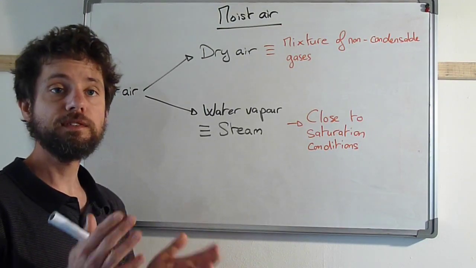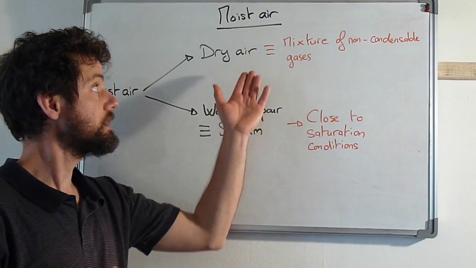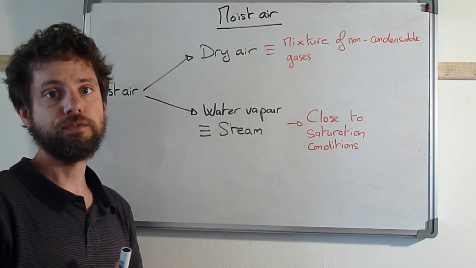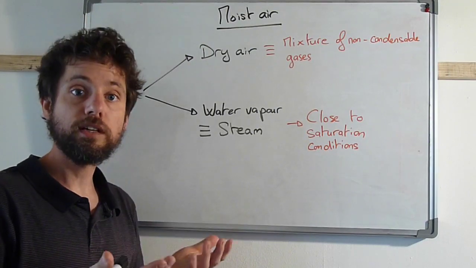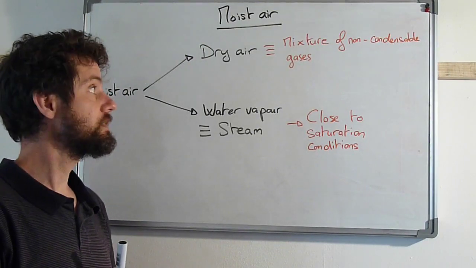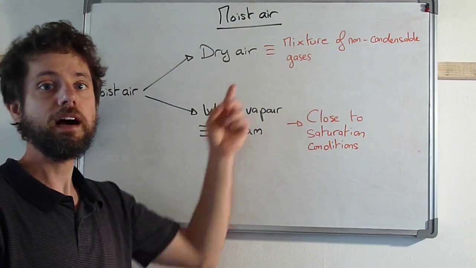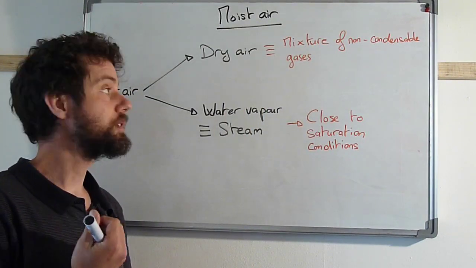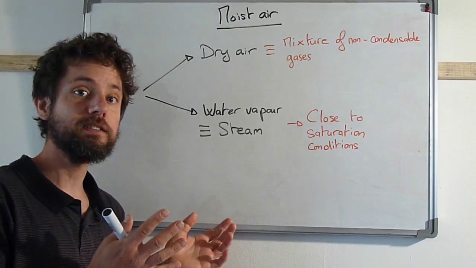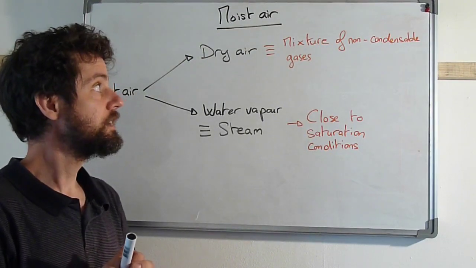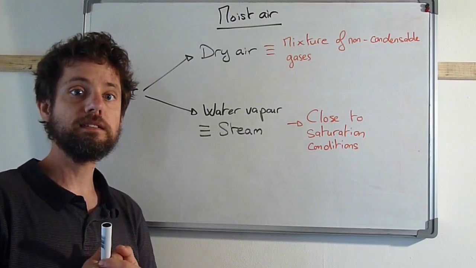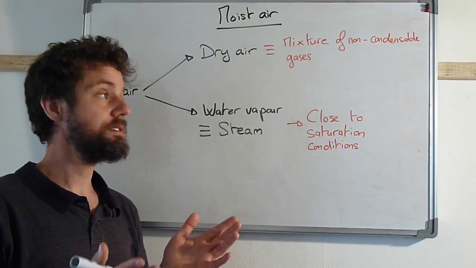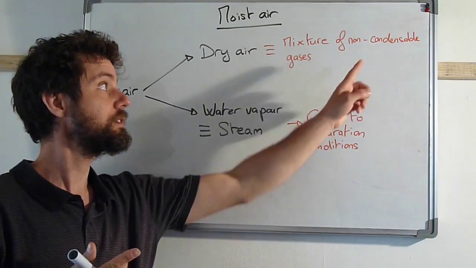One of the specificities of the gases in dry air is that they are very far from condensation or saturation conditions. In fact, most of them are very high above the critical pressure, so it's not exactly gases, it's more supercritical fluids that are behaving like gases, and so we can say that all these gases can be considered as non-condensable.